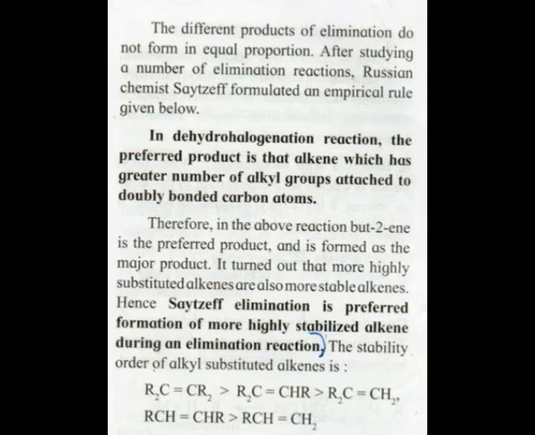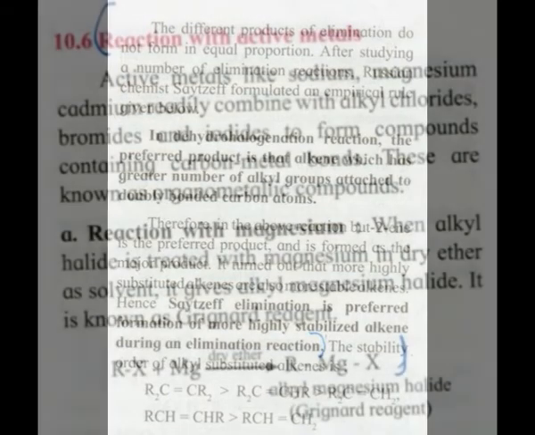It turned out that more highly substituted alkenes are also more stable alkenes. Hence, Saytzeff elimination is the preferred formation of the more highly stabilized alkene during an elimination reaction, and the stability order of the alkyl substituted alkenes is given as follows. You can just read it out.